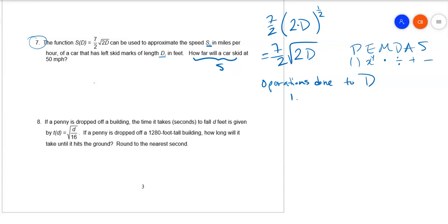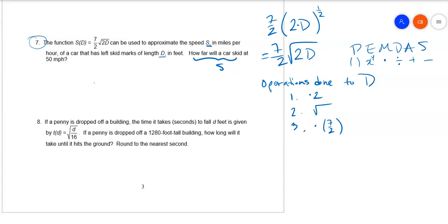And so the first operation that we have is the one that goes times 2. d is being multiplied times 2. And then we have a square root. So next we have an exponent, which is square root. And then we have another operation, which is that after you multiply times 2 and then after you raise to the 1/2 power, which is the same as taking the square root, we want to multiply times 7/2.